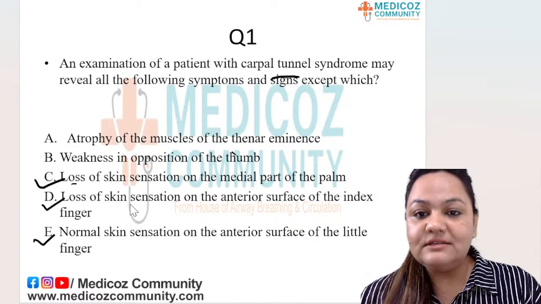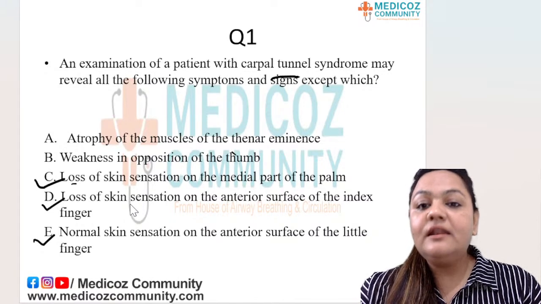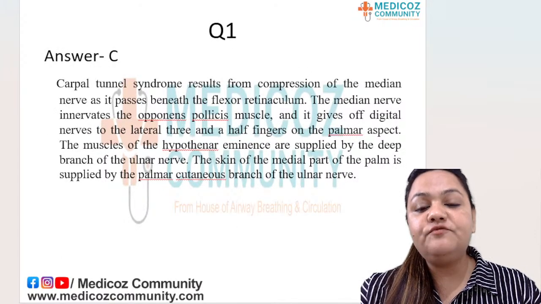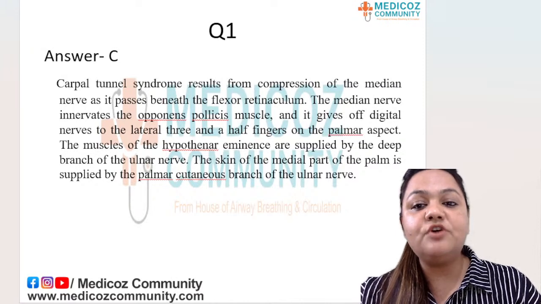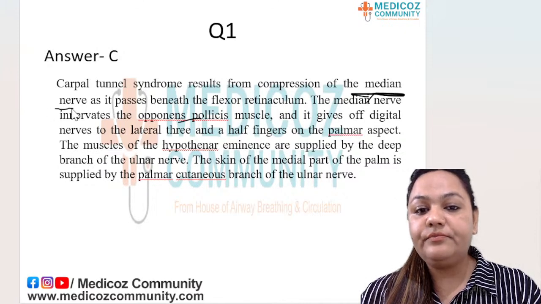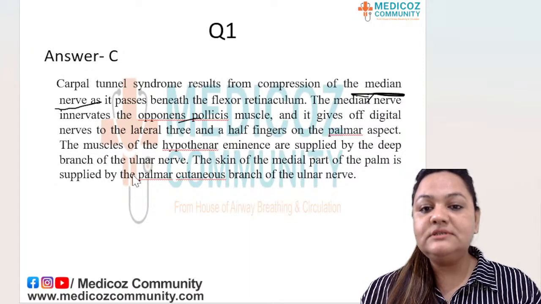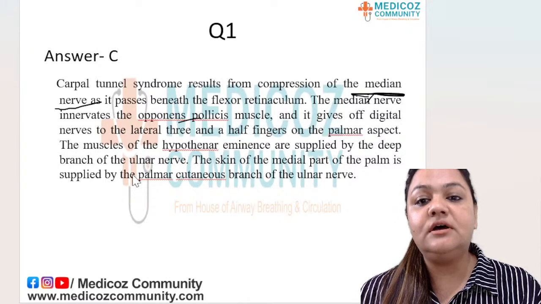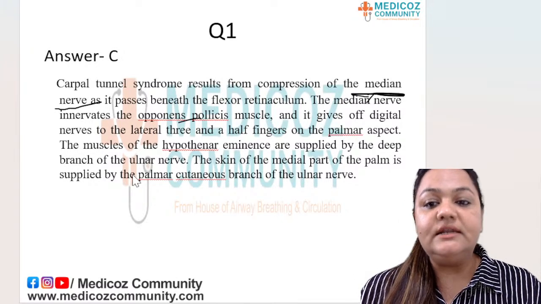So to find out the answer, we just have to understand carpal tunnel syndrome. In carpal tunnel syndrome, there is a flexor retinaculum and this tunnel is formed below it. The nerve which is passing through it may get compressed, and the nerve is the median nerve. As it passes through this retinaculum, due to inflammation of the tendons which are also passing through this tunnel, they can compress your median nerve.